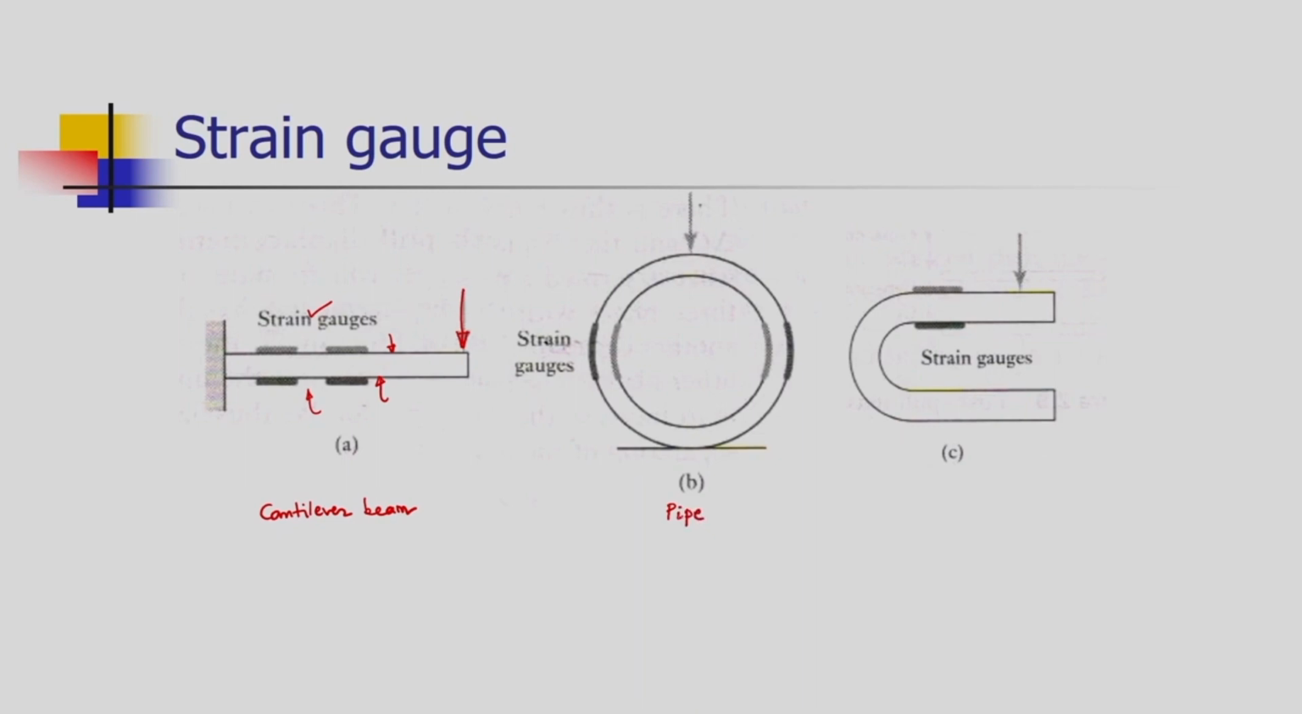Second is a thick pipe. When we apply a load over a thick pipe, again we can find out the deformation in the thick pipe on its outer surface. Here we can notice the tension, so increase in resistance, and the inside strain gauges are measuring the compression. The third is a U-shaped channel, which may be part of your mechanical system.